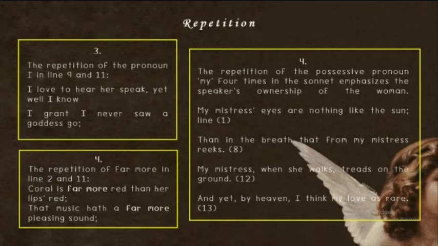Fifth, the repetition of the possessive pronoun my four times in the sonnet emphasizes the speaker's ownership of the moment. My mistress' eyes are nothing like the sun, in line 1. Than in the breath that from my mistress reeks, in line 8. My mistress, when she walks, treads on the ground, in line 12. And yet, by heaven, I think my love as rare, in line 13.